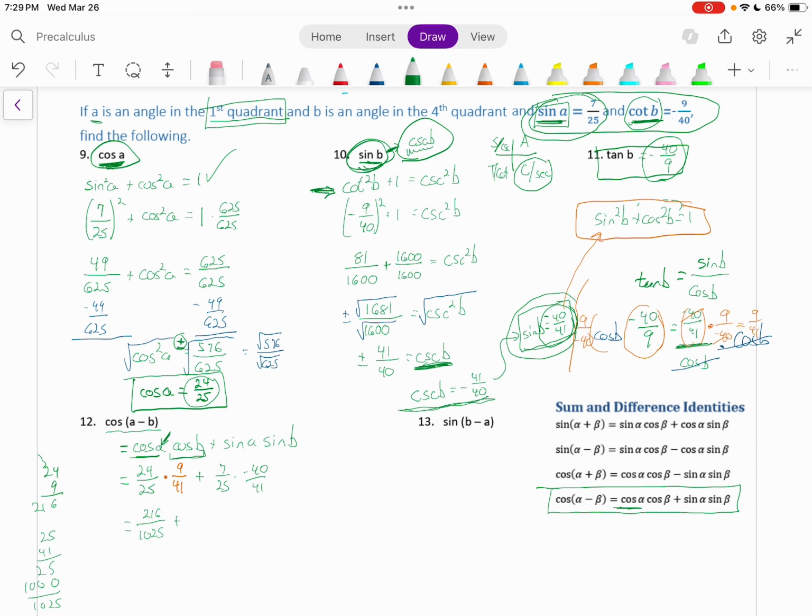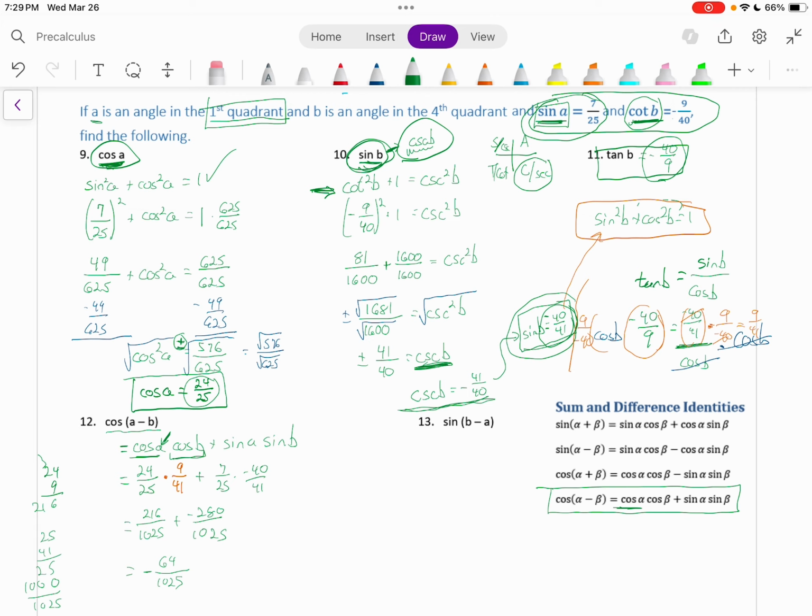And then we're going to add negative 2. 7 times 40 is 280. And negative 280 plus 216 is negative 64 over 1,025. And that's cosine of a minus b.